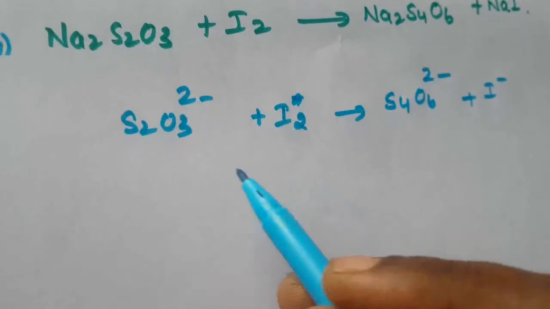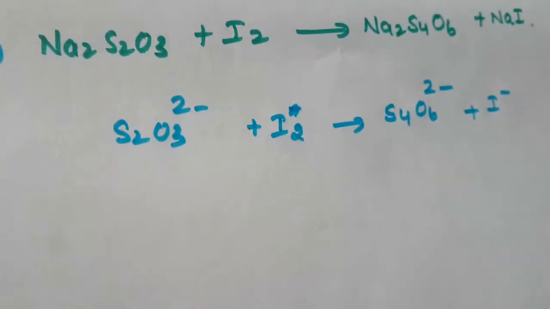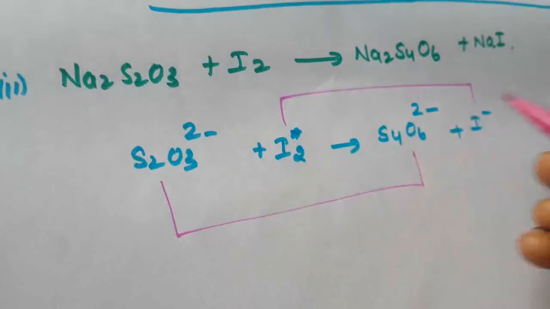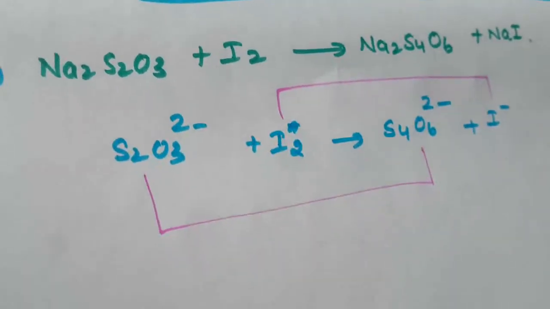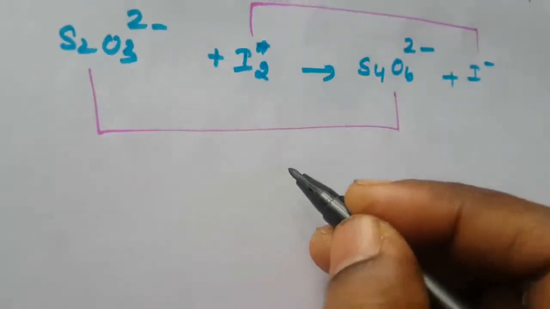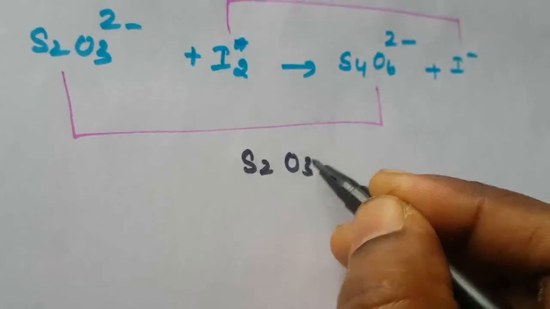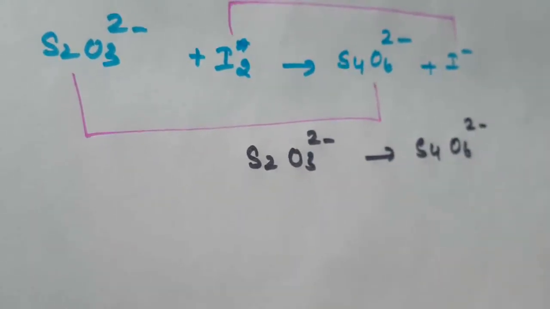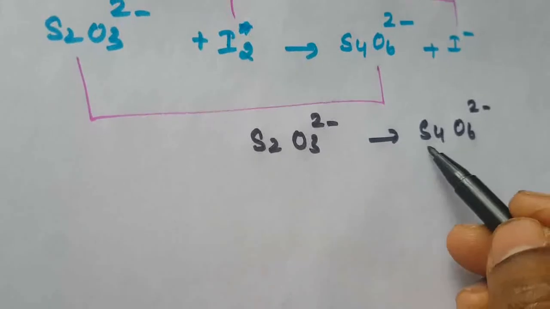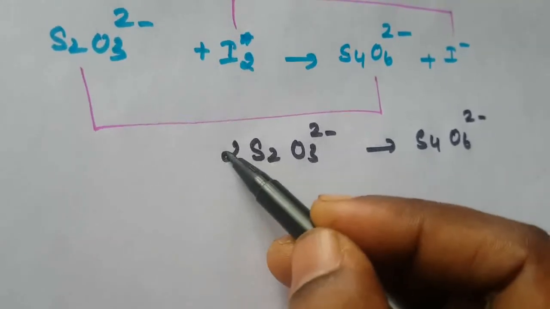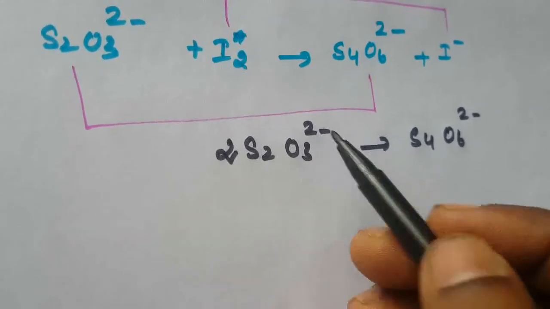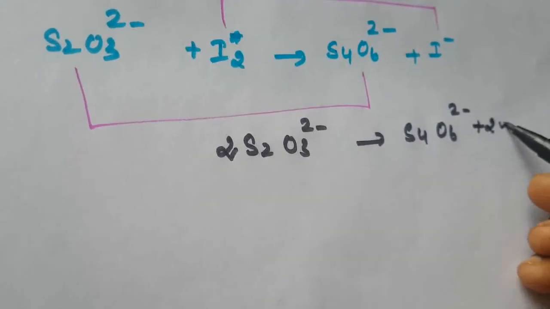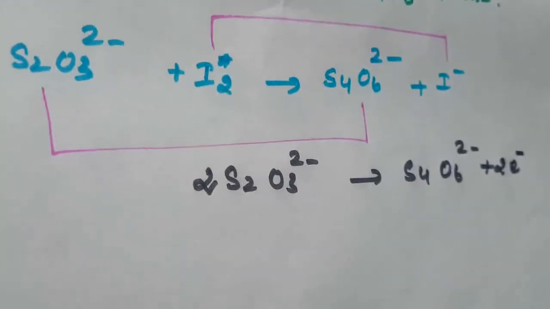Next we divide this equation into two equations. This is one equation, this is another equation, right? Next step, you are writing the two equations. How to write? S2O3 2 minus gives S4O6 2 minus. Here 2 S is there, here 4 S, so we are adding 2. Here the charge is 2 and 4, so you are balancing that by adding 2 electrons. This is the first step, right?